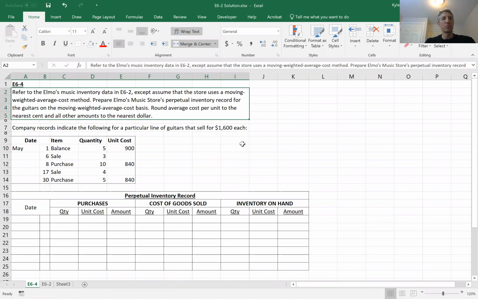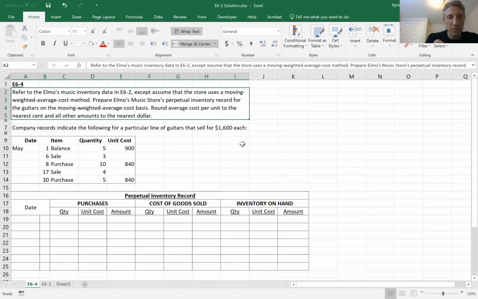Refer to the Elmo's music inventory data in E6-2, except now assume that the store uses a moving weighted average cost method. Prepare Elmo Music's perpetual inventory record for the guitars on the moving weighted average cost basis. Round average cost per unit to the nearest cent and all other amounts to the nearest dollar.